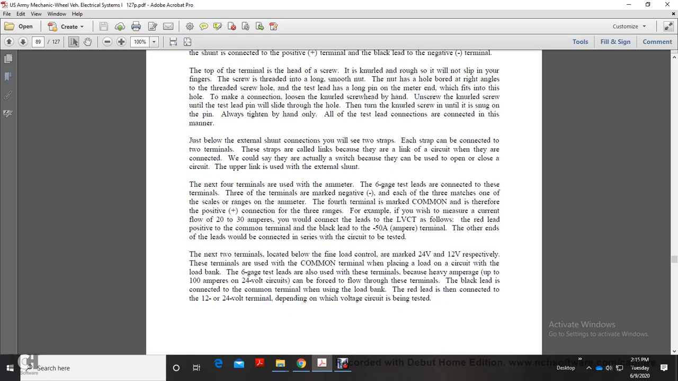Just below the external shunt connections, you will see two straps. Each strap is connected with two terminals. The straps are called links because they link the circuit they are connected to. They actually work as switches because they can be used to open and close the circuit. The upper link is used with the external shunt.